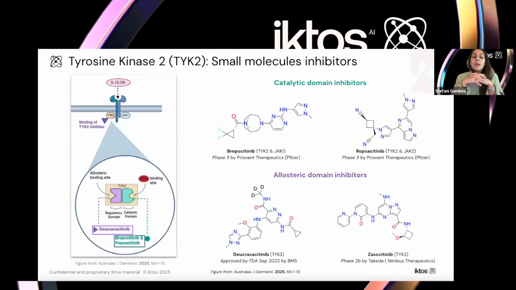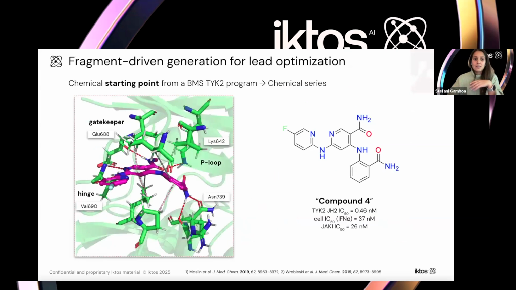Historically, most TYK2 inhibitors were designed to target the ATP sites in the catalytic domain, but we've seen that this strategy leads to selectivity issues. More recently, focus has shifted to targeting the regulatory domain through allosteric inhibition. In 2022, the FDA approved the first drug of this class from BMS, which is a selective TYK2 pseudokinase domain inhibitor for moderate to severe psoriasis.